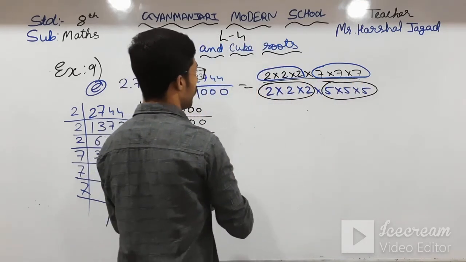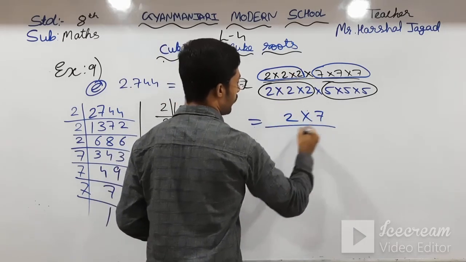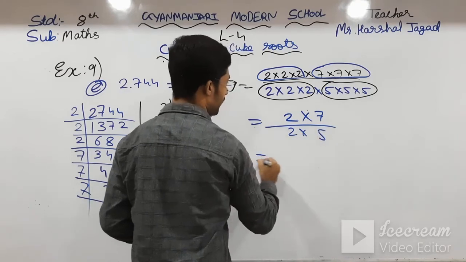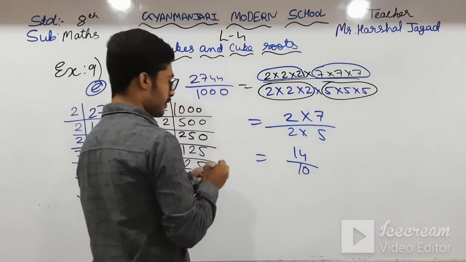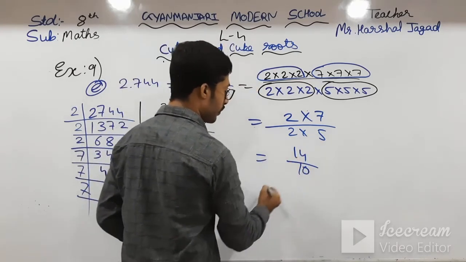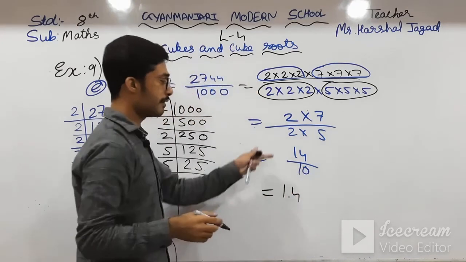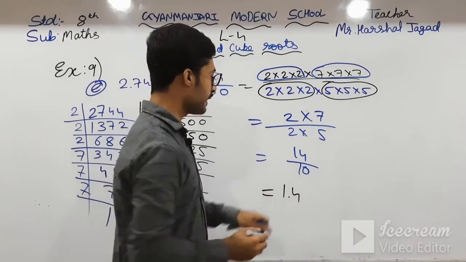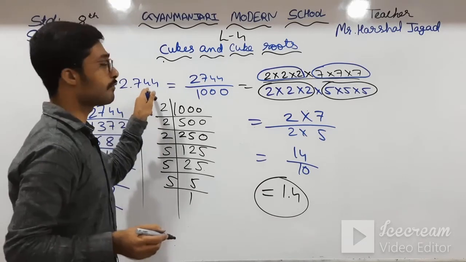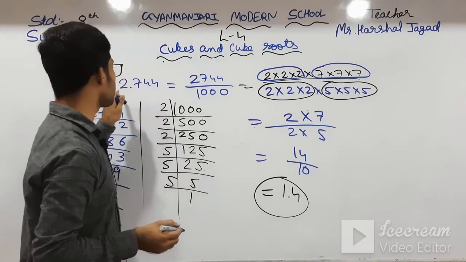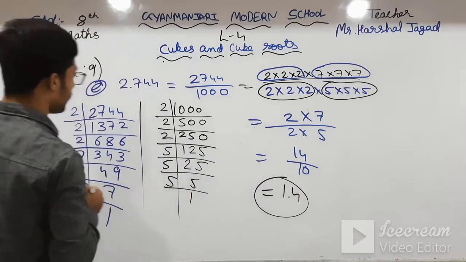Okay students, so we can write this as 2 into 7 upon 2 into 5, that is 7 2s are 14 by 5 2s are 10. So now we will put a point, that is 1.4, because if we divide 14 by 10 then 1.4 will be the answer. So 1.4's cube is 2.744. Or else the cube root of 2.744 is 1.4. Please note down this, students.